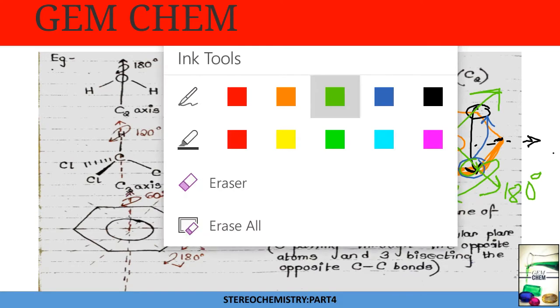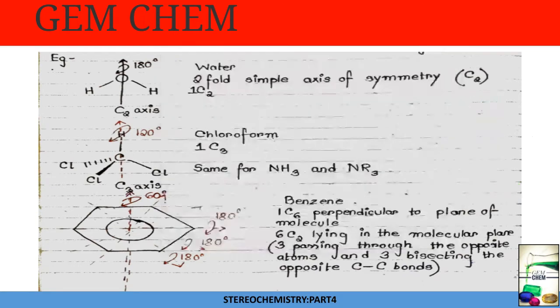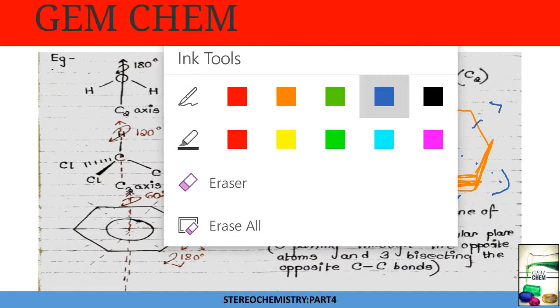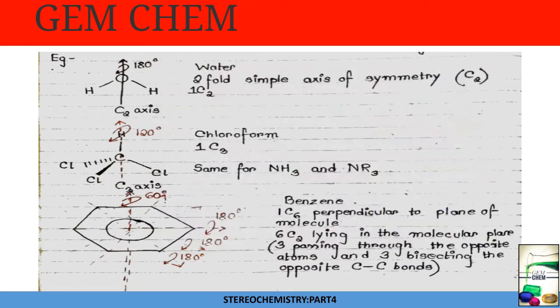Again, if we see in greater clarity, then we can see this benzene ring can have a C2 axis passing through the bonds, and again it has 3 C2 axes from here. So what we get finally is that here is one 60 degree axis and others are 180 degree. So benzene has 1 C6 perpendicular to the plane of the molecule and 6 C2 lying in the molecular plane, 3 passing through the opposite atoms and 3 bisecting the opposite carbon-carbon bonds.